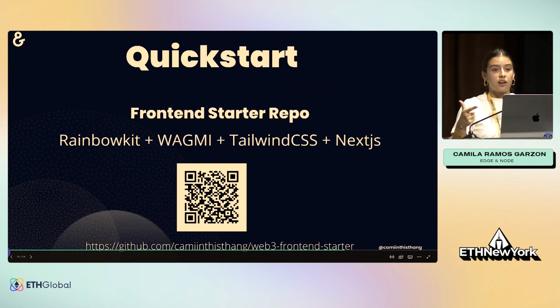And then here is that quick start front-end repo where you can just clone it, and that way you'll have Wallet, RainbowKit, WalletConnect, Wagmi, Ethers, Tailwind, Next.js. You should fork it first, then clone it, and then do your thing on there.